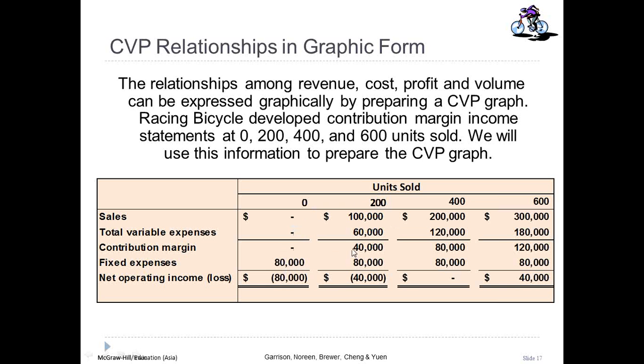Now let's say there are 200 units sold. So 200, 400, 600. Okay. Variable expenses vary by unit sold. Fixed expenses remain the same. So the break-even point, as we calculated earlier, is 400 units. Okay.